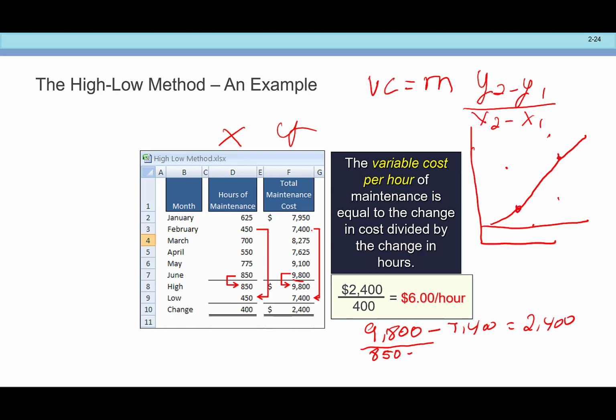850, and our activity at the low is what? 450. So that's where they got that 400 difference. So you take the change in Y, if you will, change in total cost, divided by the change in X, the number of units. That gives me the variable cost per unit, doesn't it? So now that I have the variable cost per unit, which they've calculated here at $6, I can use that to figure out what my fixed cost should be, right?